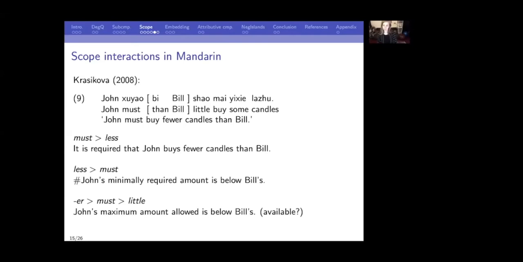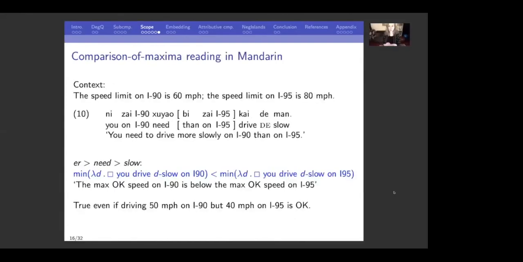However, Krasikova does not address the possibility that this sentence has a reading where the comparative component alone scopes over the modal, which in turn scopes over little. That reading would be paraphrased: John's maximum amount allowed is below Bill's. We have not been able to determine whether this reading is available for this sentence, but we do have that kind of reading, that comparison of maxima reading, for this sentence, sentence 10.